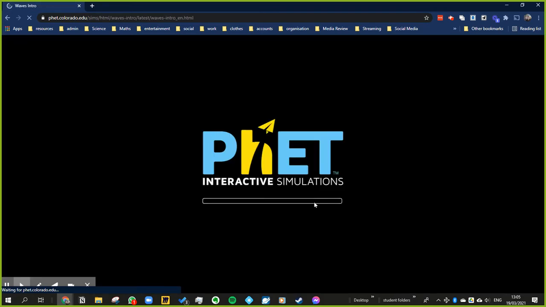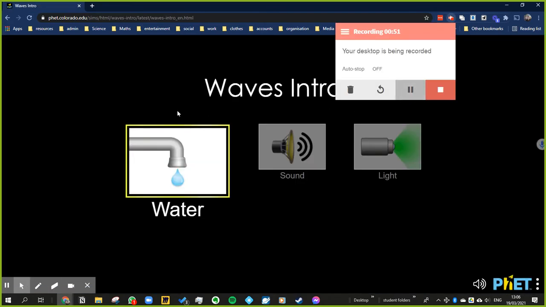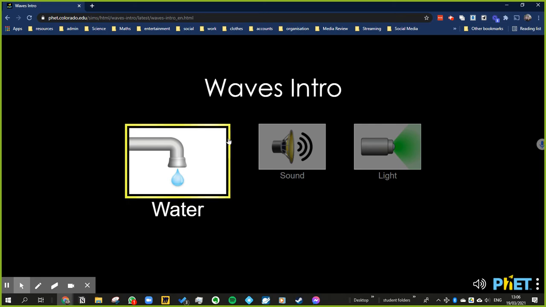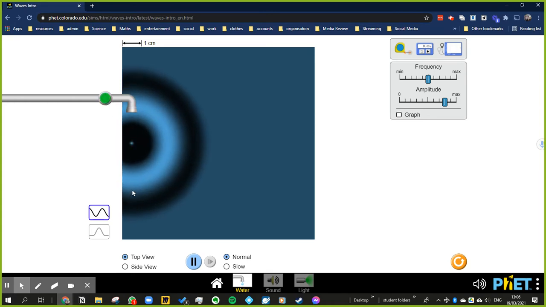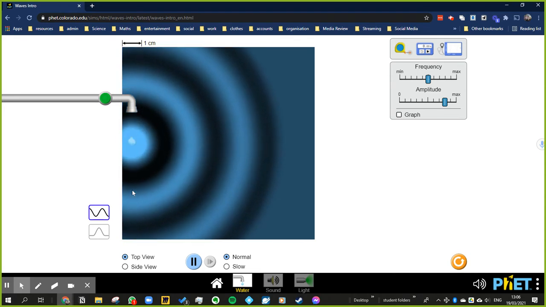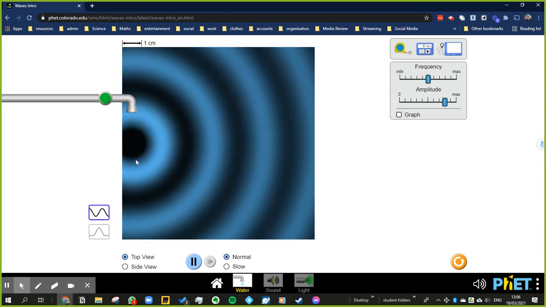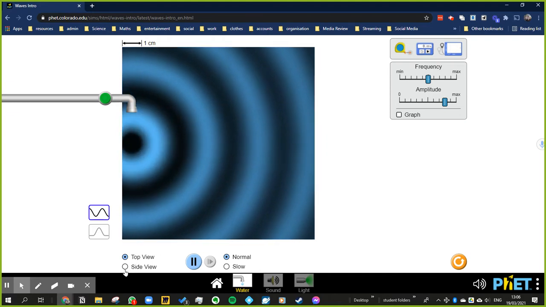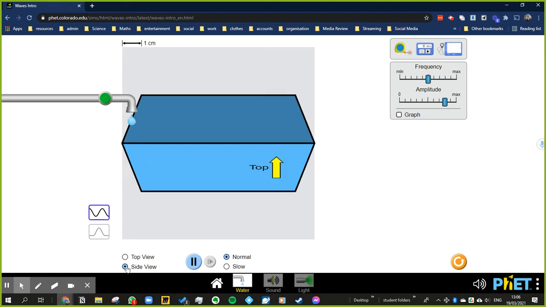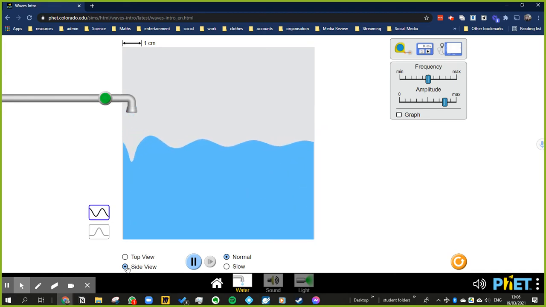So we'll just load this up. Right, this is quite cool. We're going to be looking at water, sound, and light, and I think they're going to show the similarities. Let's look at water first, because that's the easy one. So what do we get? We've got drops of water dropping into it, making these ripples. At the moment we're on the top view, but what does it look like from the side? From the side it looks like that.